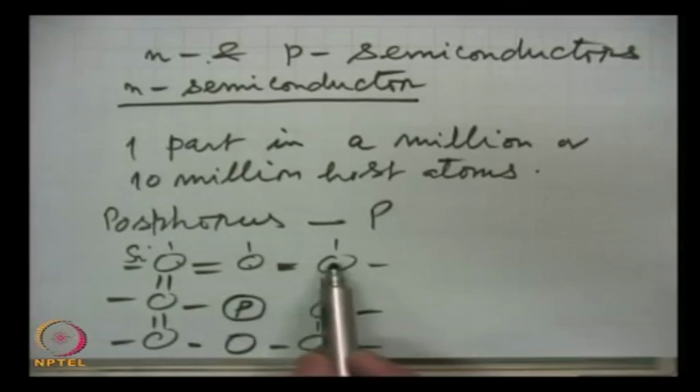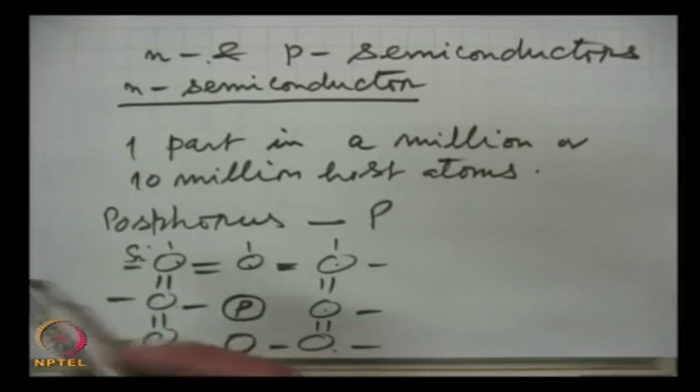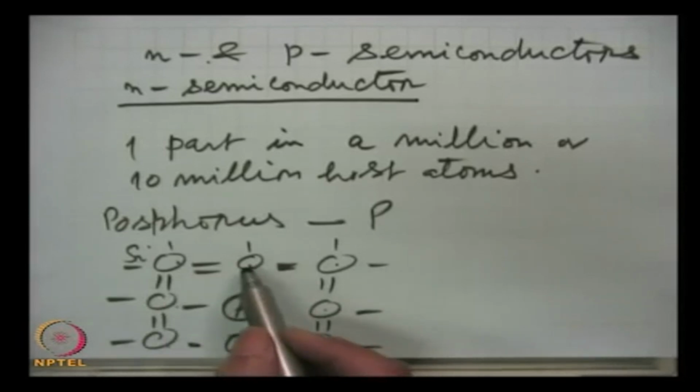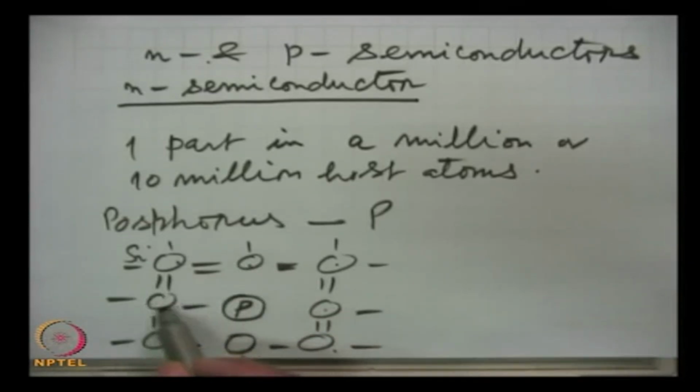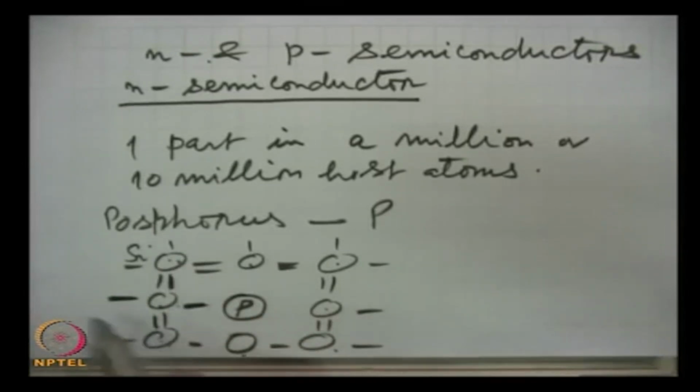These are silicon atoms, and the 4 electrons of each silicon atom form covalent bonds with the electrons from the neighboring atoms. For example, this silicon atom, these are its 4 electrons, and they form covalent bonding here, here, here and here. The silicon atoms are there, so they form the covalent bonds.